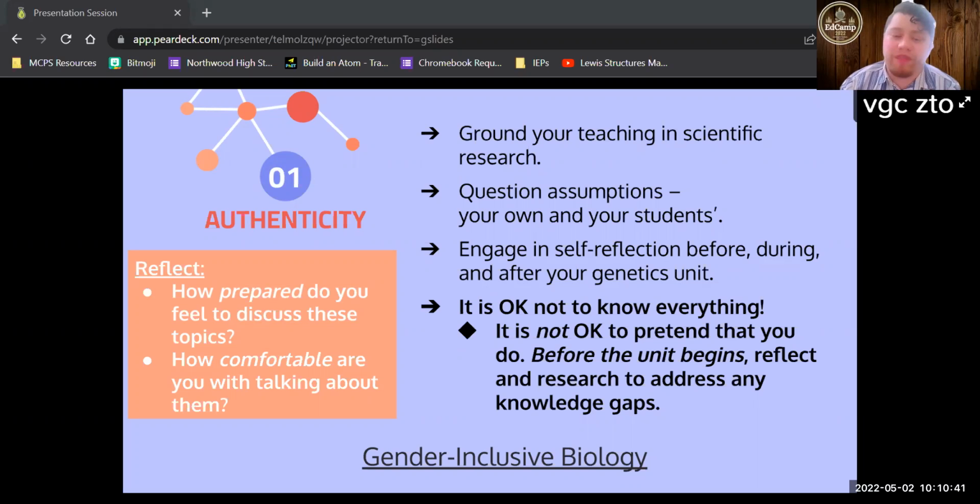And so there are some reflection questions here that you might consider, such as how prepared do you feel to discuss these topics, and how comfortable are you with discussing these topics? Those two are not necessarily the same answer. Bearing in mind, it is always okay not to know everything, nobody does, but also that just as with any other unit where you might identify a gap in content knowledge, it's important that we do the research to address those gaps before we start teaching, which by coming here today, you're already starting to do. And I'm hoping to connect you to some resources that will help you to continue doing that.